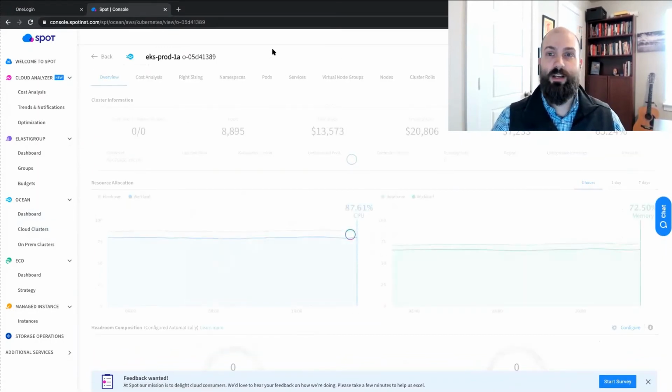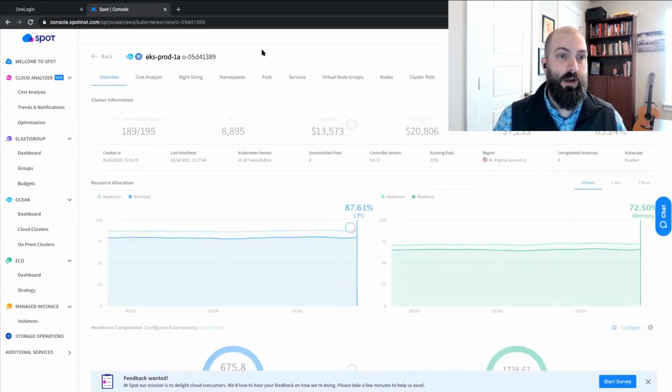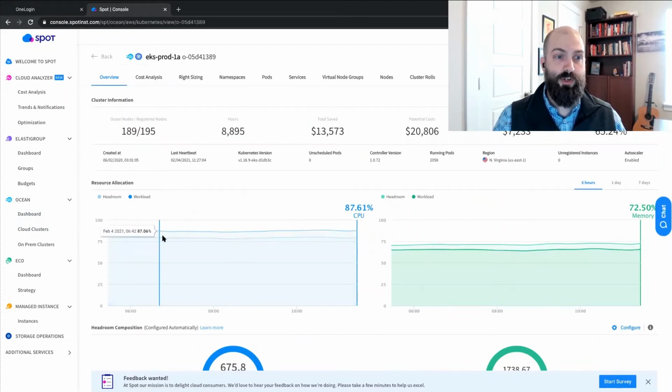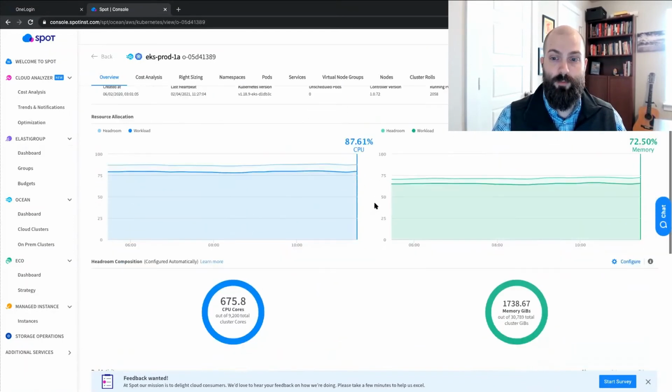So if you wanted to drill down onto a certain cluster, this is what it looks like. You can see it's measuring your resource allocation for both CPU and memory. I mentioned earlier that we have headroom to allocate for warm starts, so you can scale up readily. That's what you can see here, broken out on these two charts between your CPU and your memory.